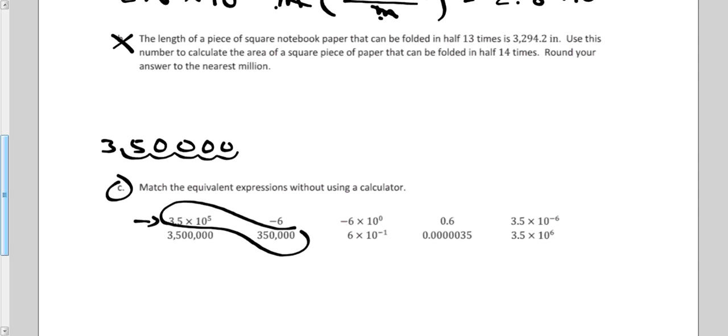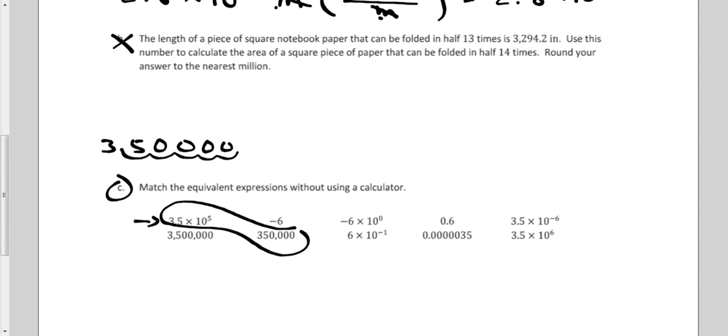Don't fall into the trap of thinking, ooh, that means it's a negative number. Does that mean that this whole thing is a negative number? No. What does it mean? To the left. It means my decimal point is moving to the left. It does not make the number negative. It just means I'm moving the decimal place to the left.